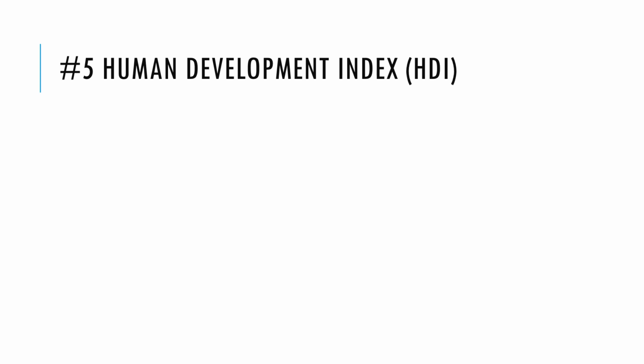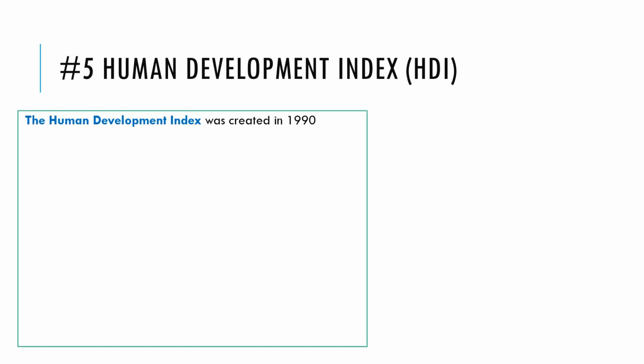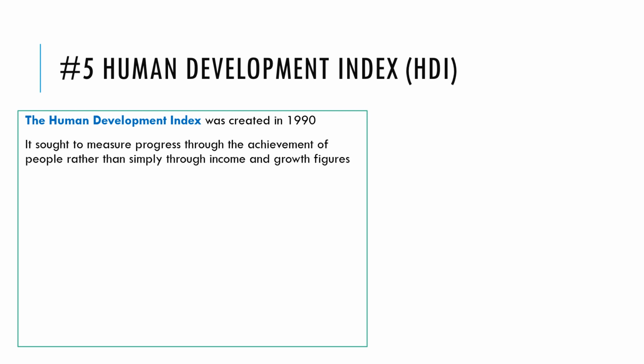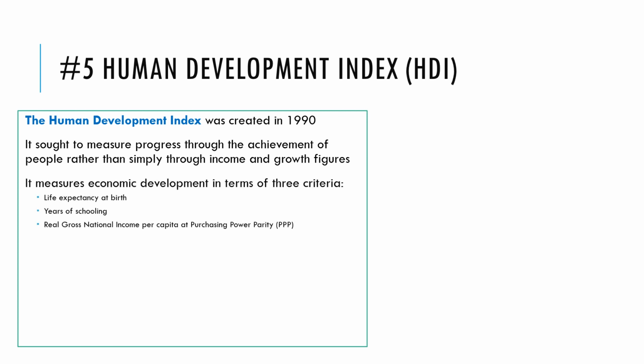The last indicator of economic performance that we need to be aware of is what's known as HDI, which stands for the Human Development Index. This was created in 1990 to monitor the performance of economies and is broken down into a number of different categories that are trying to measure the achievement of people rather than just income and GDP. So it looks at 3 criteria. First of all, life expectancy at birth. Secondly, the number of years of schooling. And then lastly, the gross national income per person.